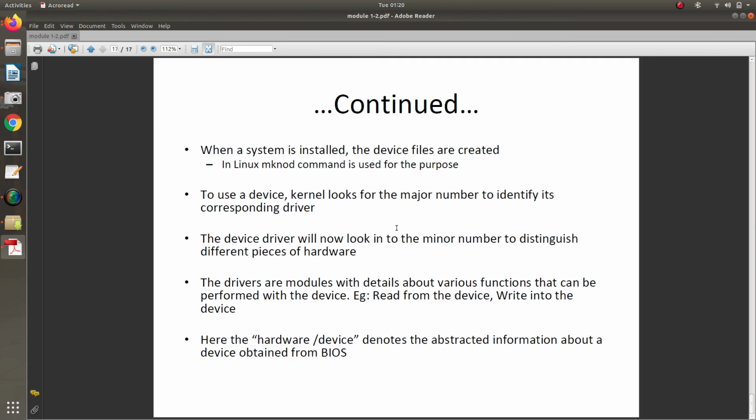So that's it for this video, and in the further videos we'll be looking at more details about operating systems.